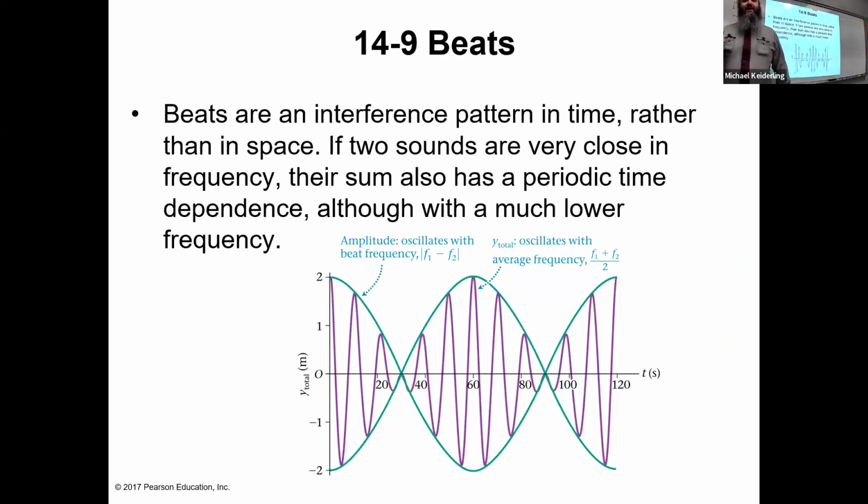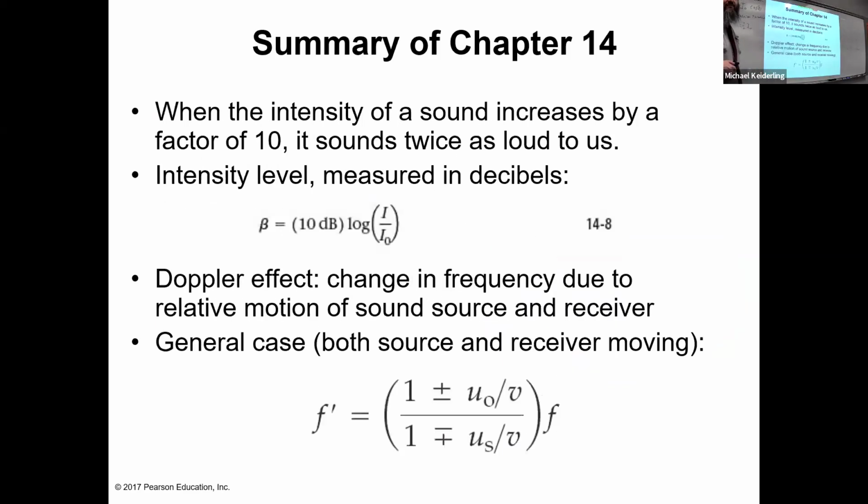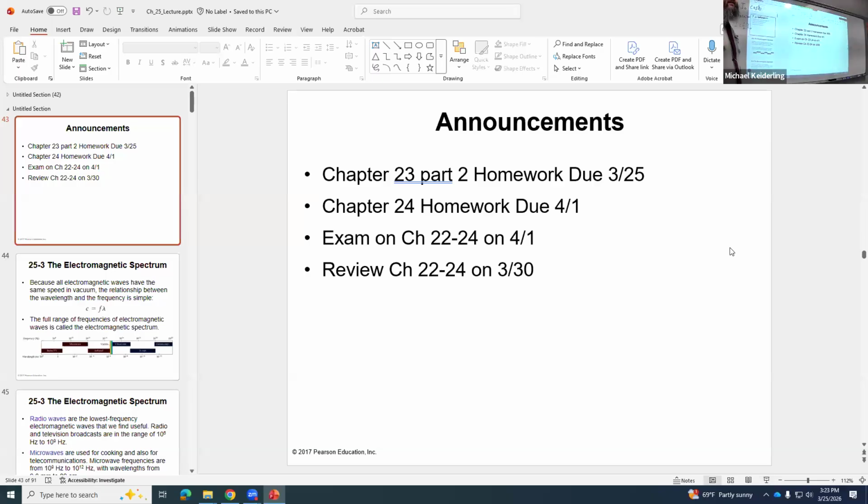Beats are an interference pattern in time rather than in space. If two sounds are very close in frequency, the sum has a periodic time dependence at the beat frequency, which is the difference in their frequencies. That's not really important with light very often, but it is something you hear more often with sound. So a wave is a propagating disturbance. This is some summary stuff for chapter 14. Yeah, that's all I wanted to cover from chapter 14.